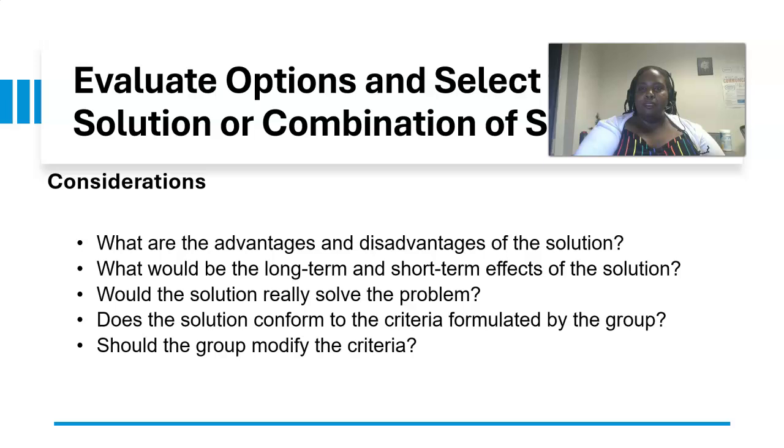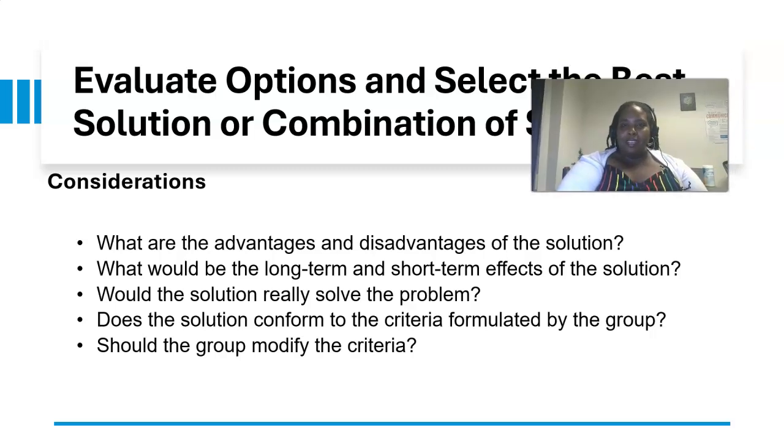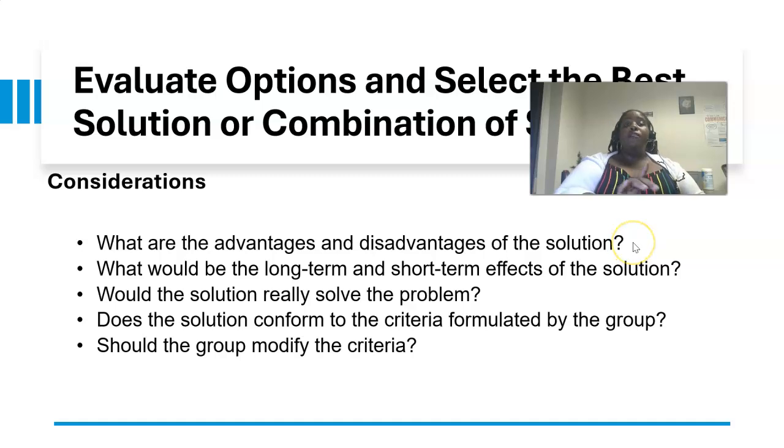Okay, so let me move it down. So let's evaluate options and select the best solution, or the combination of solutions. So let's talk about some considerations. What are the advantages and disadvantages of the solution? What would be the long-term and short-term effects of the solution? Would the solution really solve the problem?